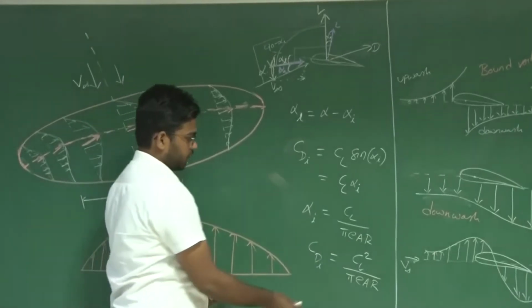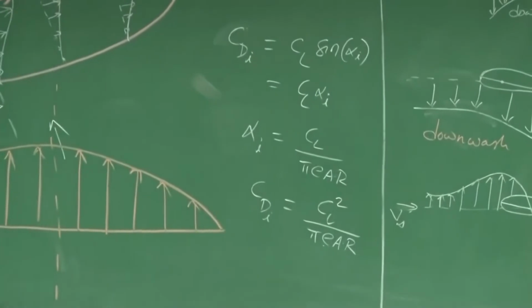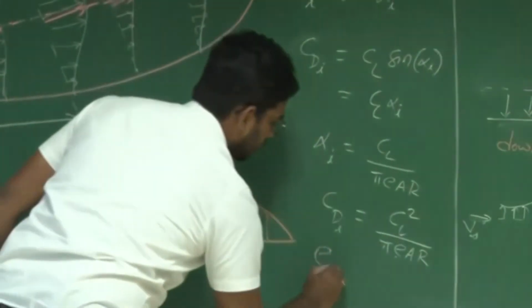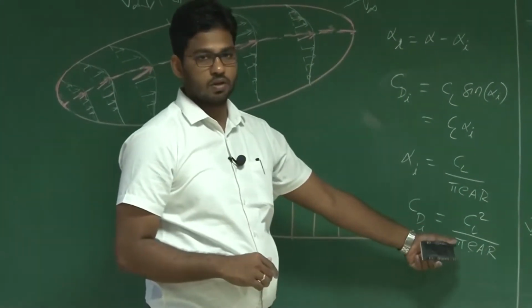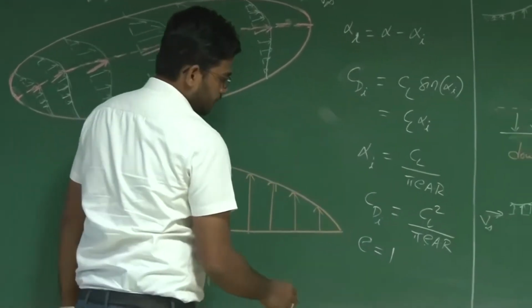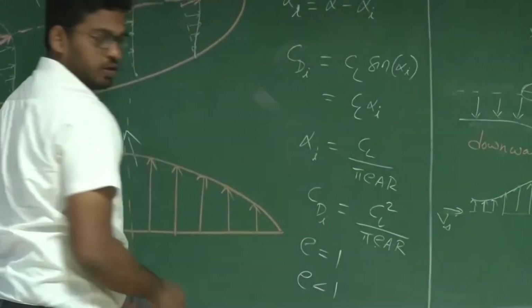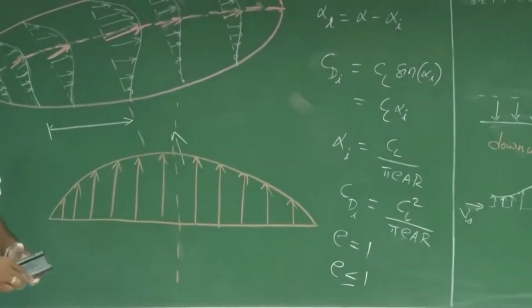Now this factor E is the Oswald efficiency, and from this theory it is observed that for an elliptic wing we have minimum induced drag with the Oswald efficiency factor equal to 1. So this is the upper limit of this Oswald efficiency factor, right? For any other planform, E will be less than 1. In general, you can say E is always less than or equal to 1.